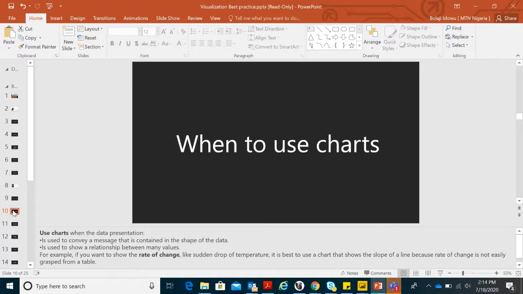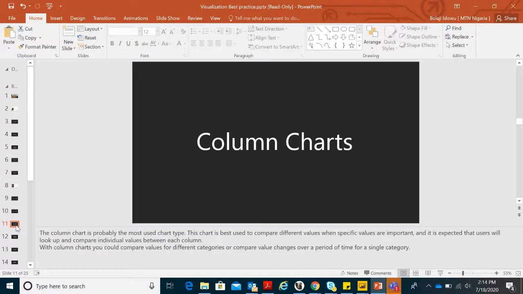If you want to show the rate of change, like a sudden drop in temperature, it's best to use a chart. Or if you want to show how a change slopes across a particular range, it's best to use a chart. And one of the first charts we use is the column chart. Let me show you some of the things we have here.